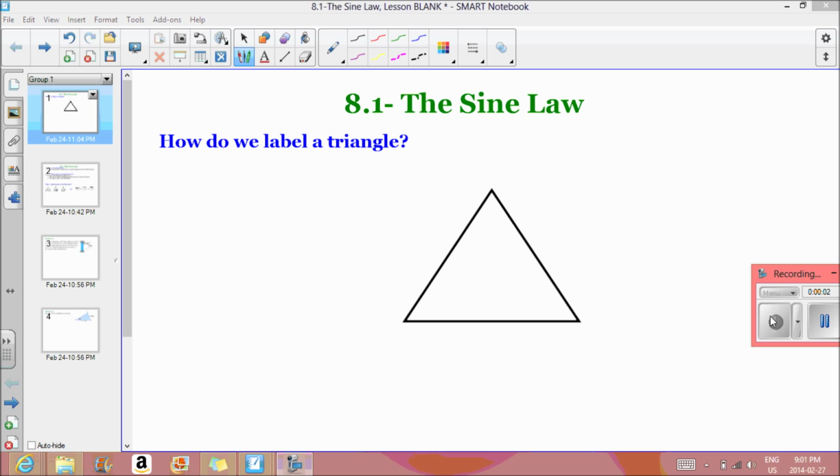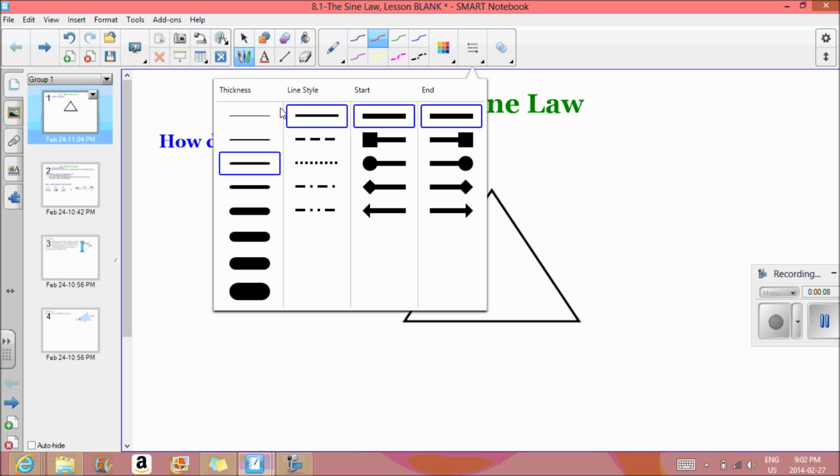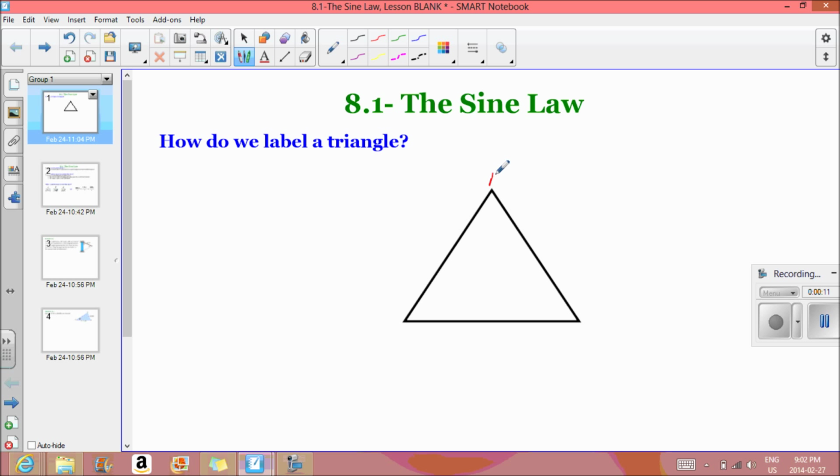Well, hello everyone, and welcome to 8.1. This is the sine law. So the first thing we're going to go over is how to label a triangle. And so first I'm going to label this triangle as A, B, C.